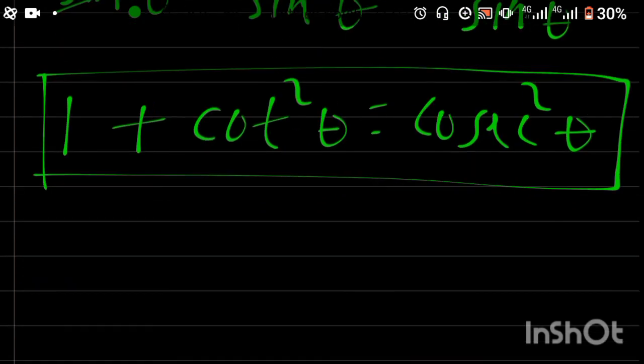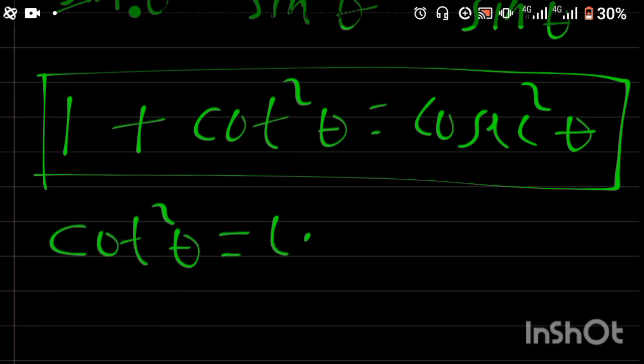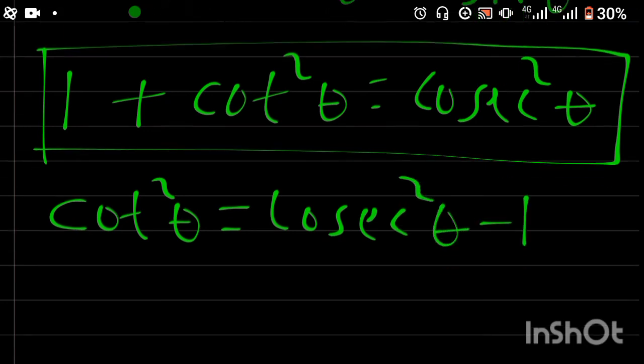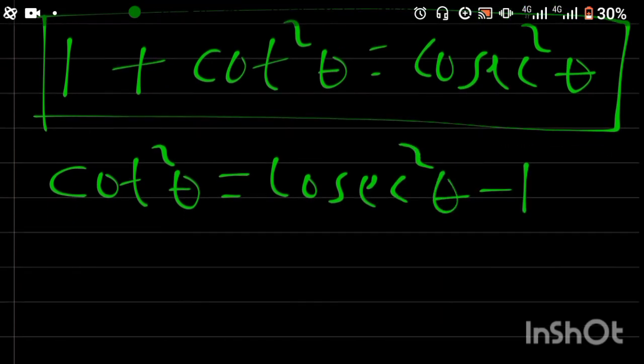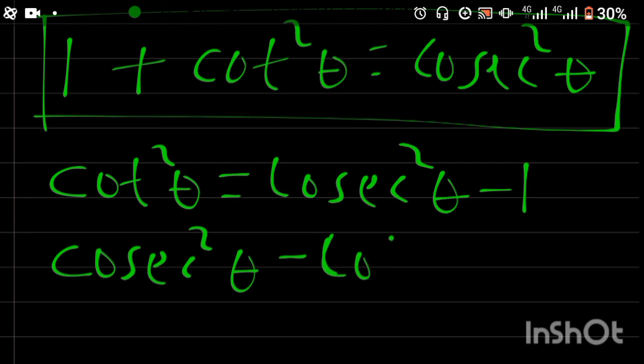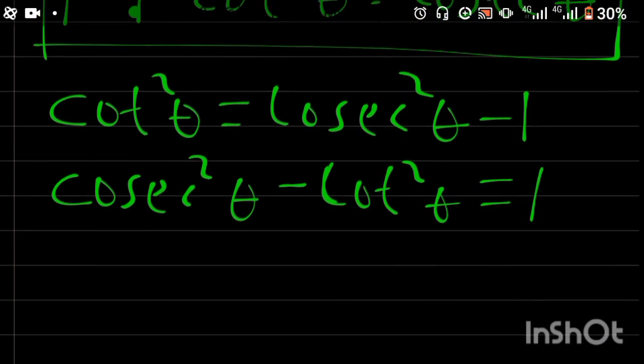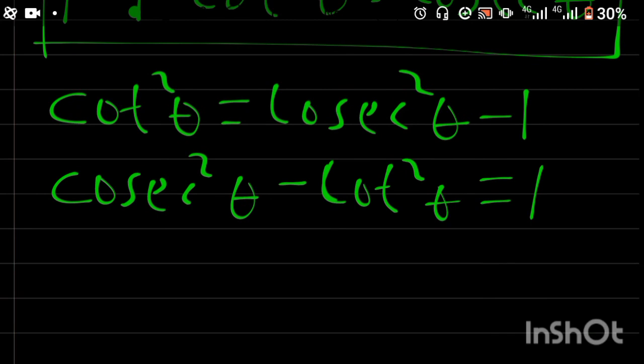We can get some other sub-identities from this identity by a rearrangement. Therefore, cot squared theta is equal to cosec squared theta minus 1. Cosec squared theta minus cot squared theta is equal to 1. These are the other sub-identities that we can derive from this identity.